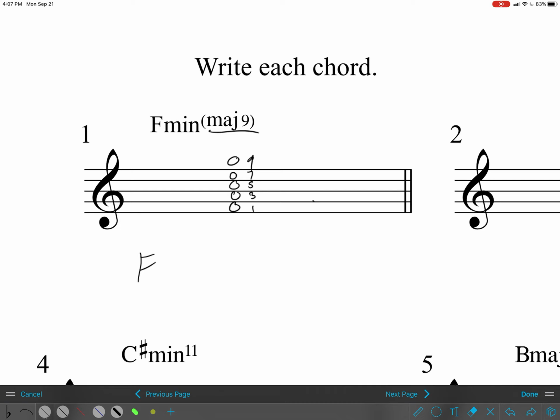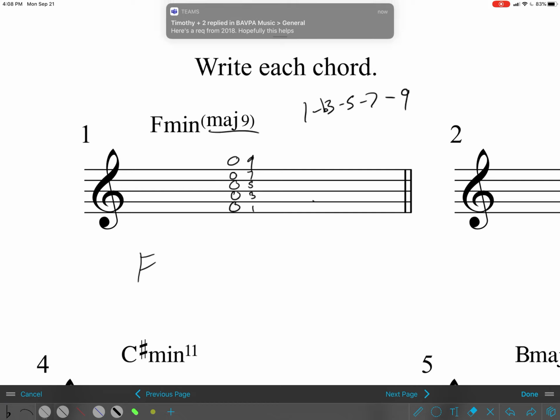So my F minor major 7 chord would be 1, flat 3, 5, 7. But this is an F minor major 9th chord. So the 7th is going to go exactly where it is, but we're also going to add the 9th. But it's not telling us to do anything different with the 9th. It's just saying it's a major 9th, so we're good to go.